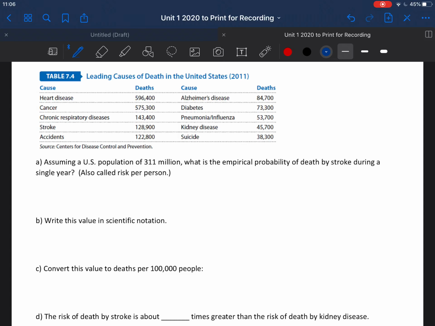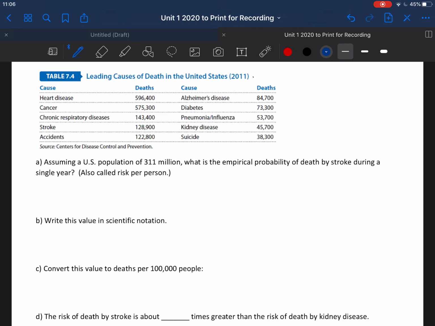Let's practice just a little bit more with this scientific notation stuff, looking at a risk per person problem. This is a table with leading causes of death. This is pretty old data, from 2011, but we're just going to work with the U.S. population from that year. So it was around 311 million. I think it's a little smaller, but close enough.